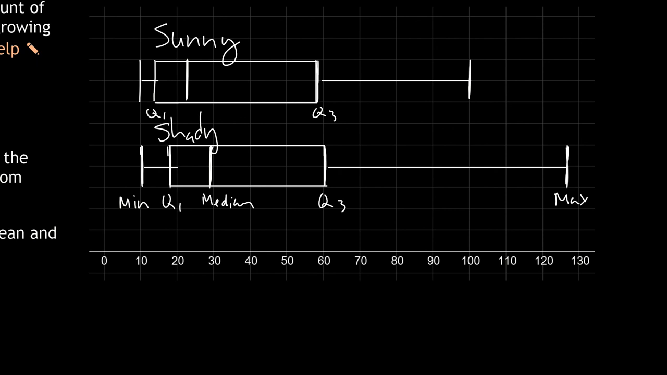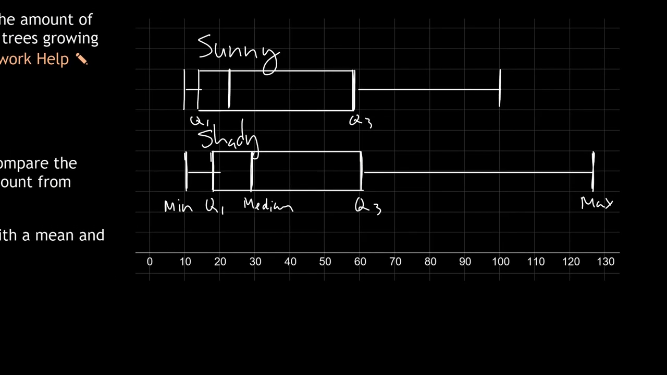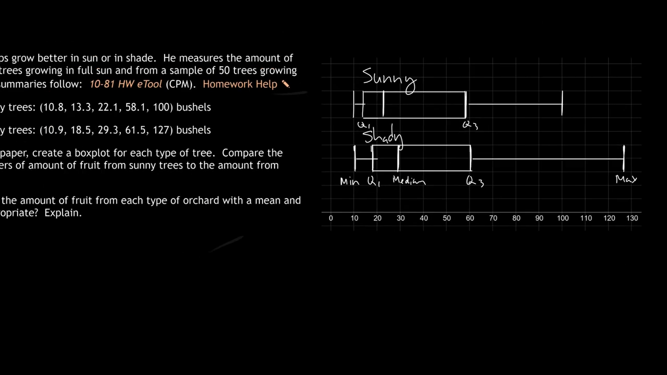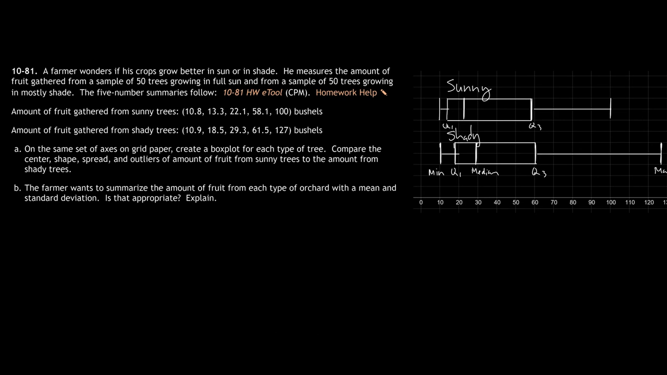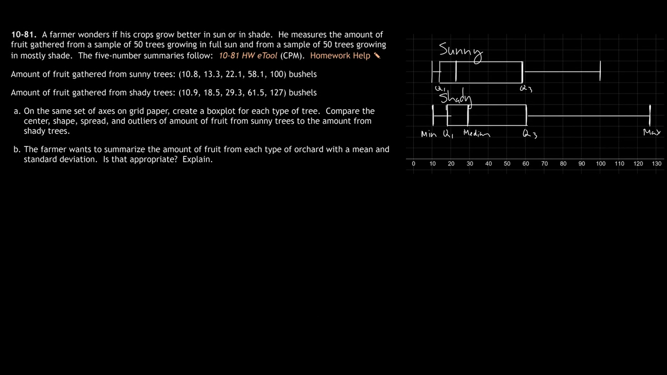So they have pretty similar IQRs, meaning close to the same variability. I don't know if there were outliers present or not. It would be hard for me. I don't know how I could tell if there were outliers because I'm not looking at the actual data. I'm just looking at the 5-number summary. Well, there is quite a bit of difference between 61 and 127, but there's also quite a bit of difference between 58 and 100. So I'm going to say not.